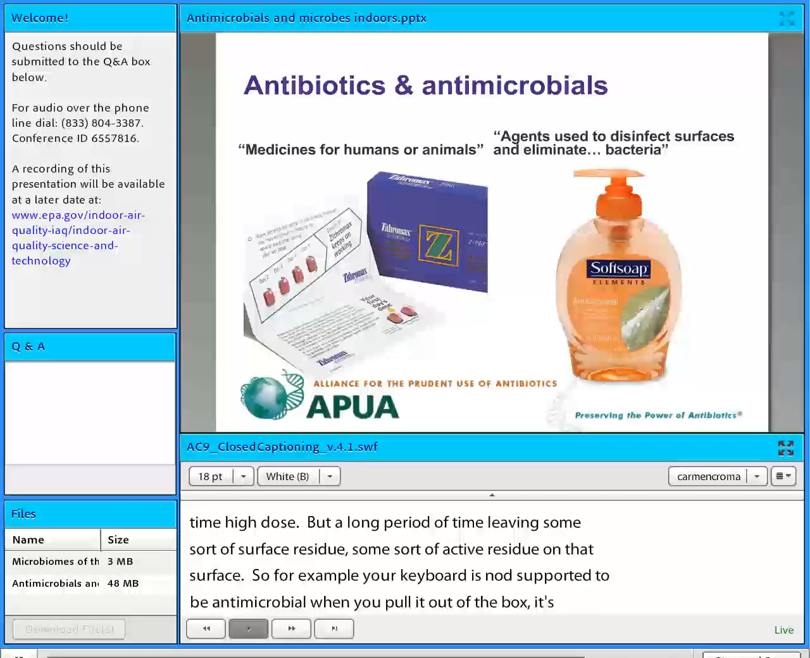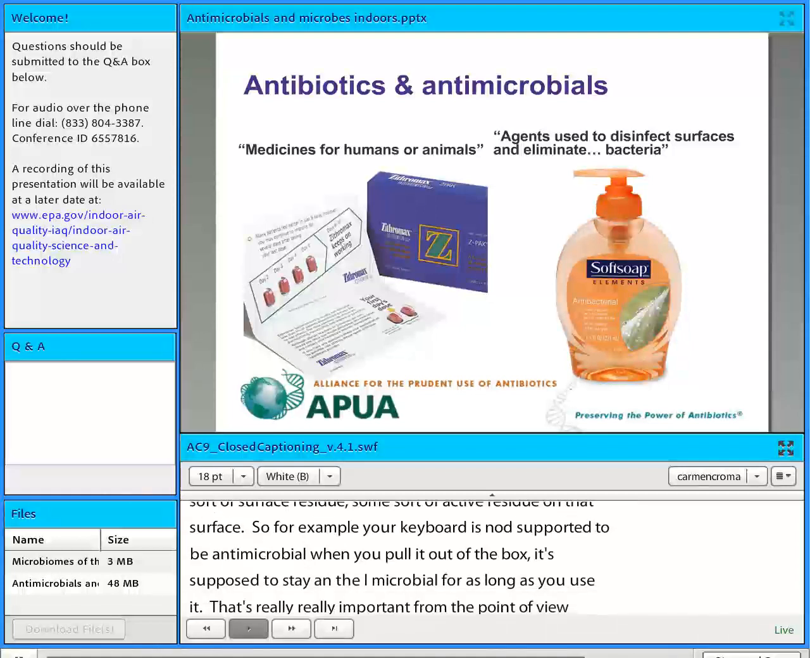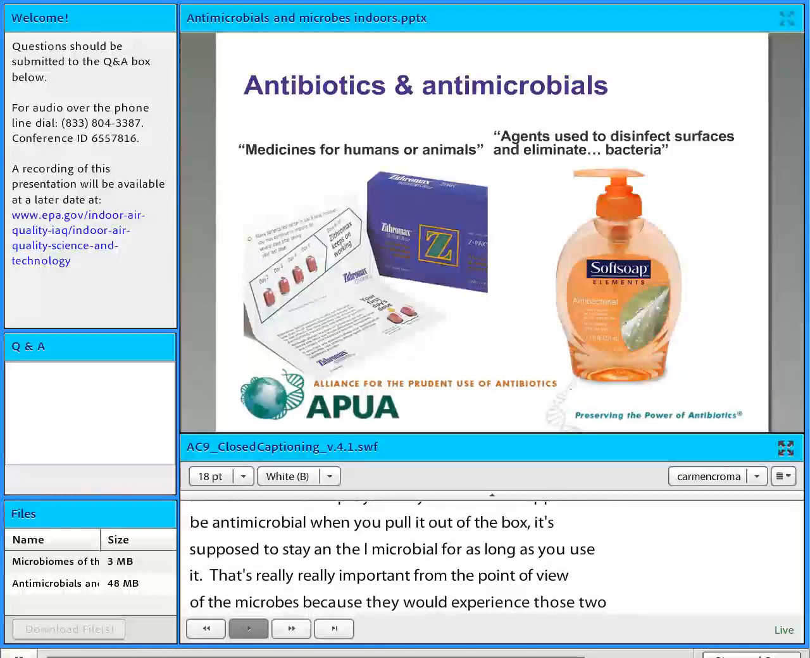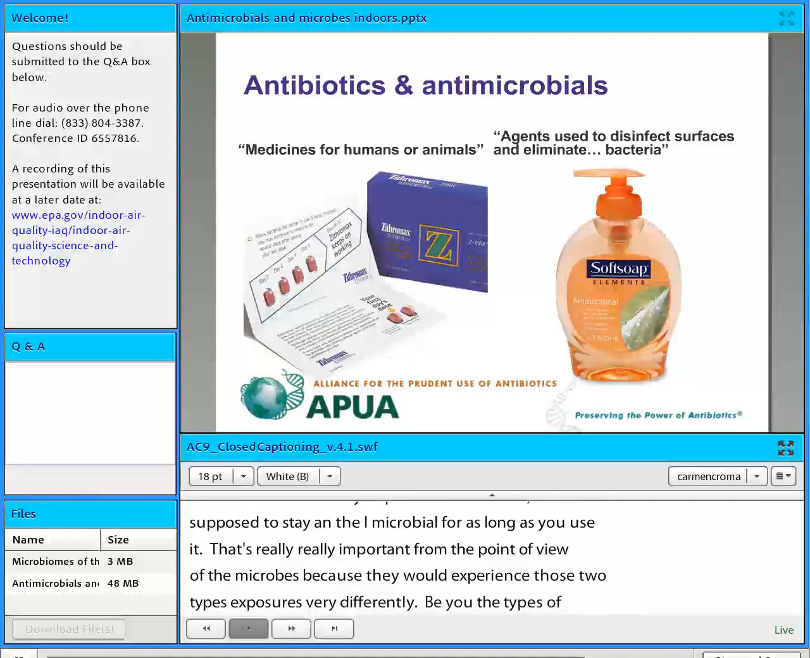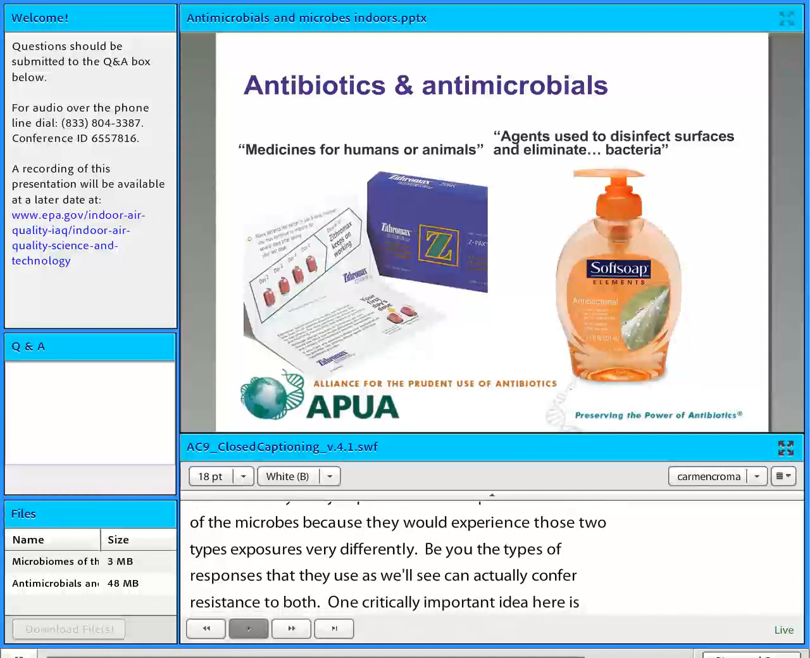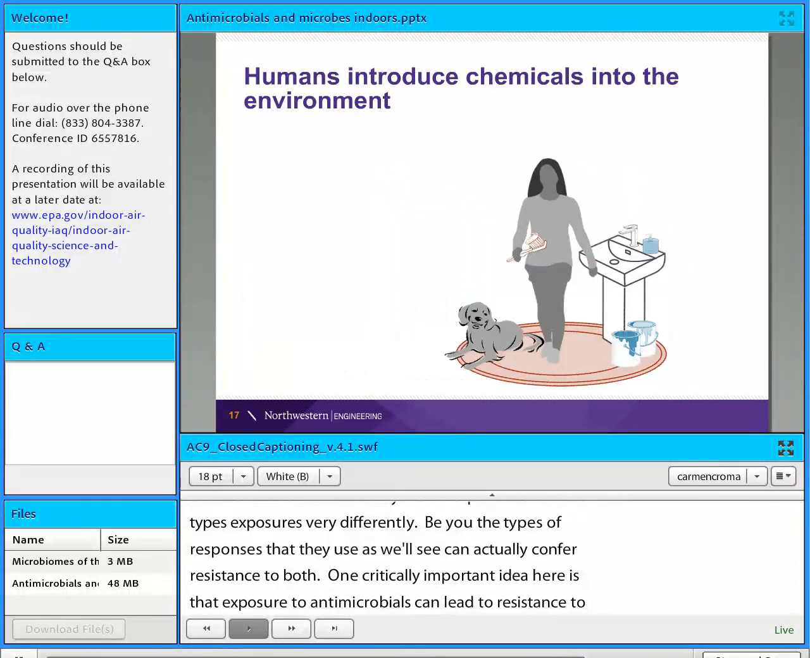And that's really, really important from the point of view of the microbes, because they would experience those two types of exposures very differently. But the types of responses that they use, as we'll see, can actually confer resistance to both. So one critically important idea here is that exposure to antimicrobials can lead to resistance to antibiotics. And that is really, really problematic.